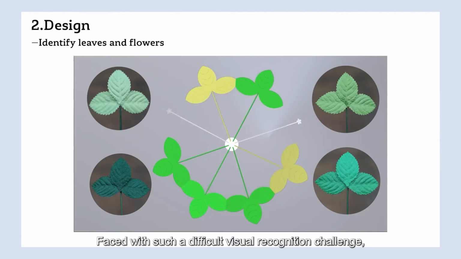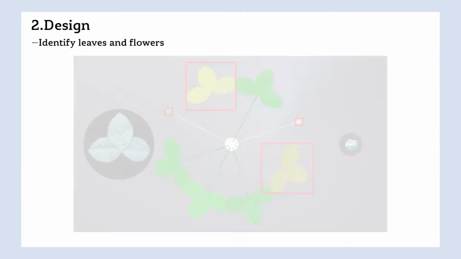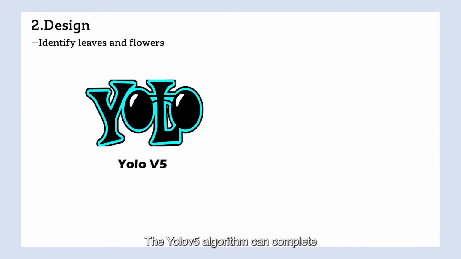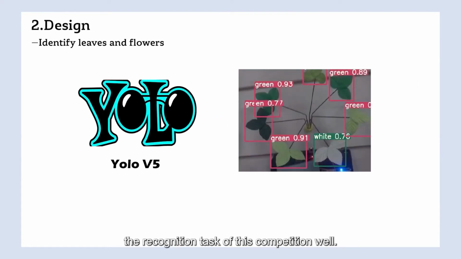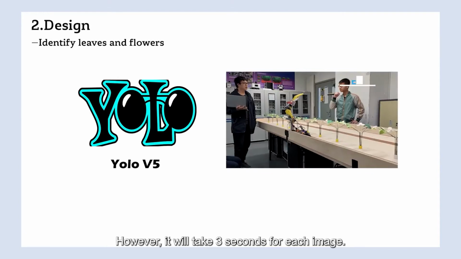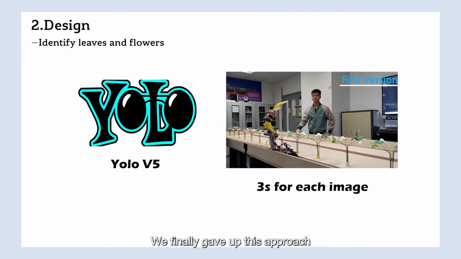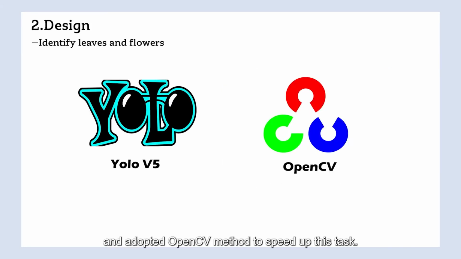With such a difficult visual recognition challenge, we first used deep learning to solve this problem. The YOLOv5 algorithm can complete the recognition task of this competition well. However, it would take 3 seconds for each image. We finally gave up this approach and adopted the OpenCV method to speed up this task.